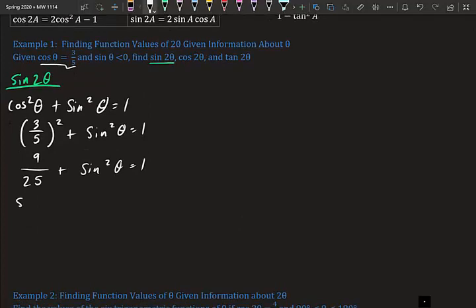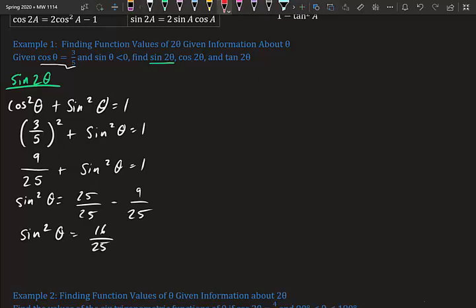Subtract it over, so we have sine squared theta equals 25 over 25 minus 9 over 25. Keep simplifying, so we're left with 16 over 25. We take the square root, and we get sine theta equals 4 over 5, but since it states that it's less than 0, we need to take the negative, because it's telling us sine is less than 0. That means sine has to be negative.